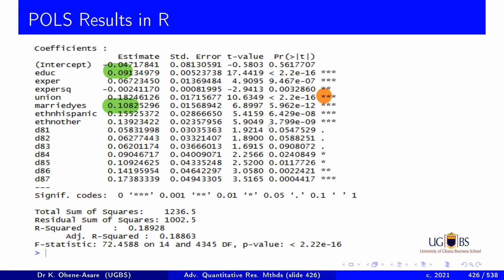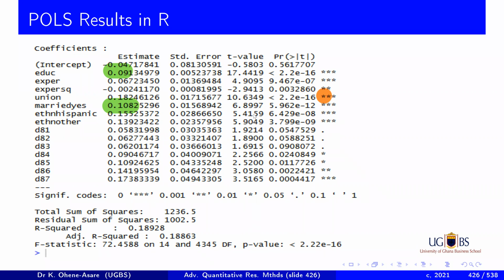Okay, Gilbert Mombasa. So I would interpret it as follows. On average, holding everything else constant, a married man earns above 10.8% more than an unmarried man. And this is significant at 0.1%.